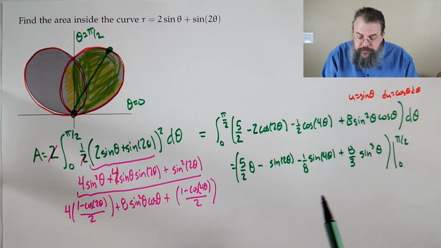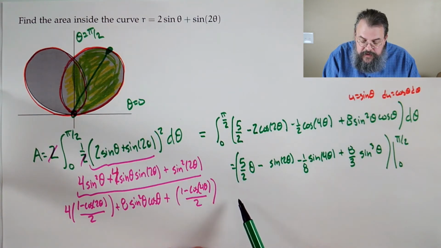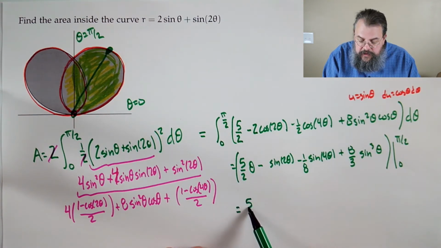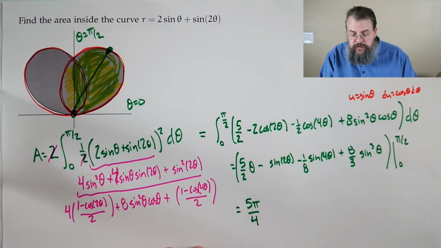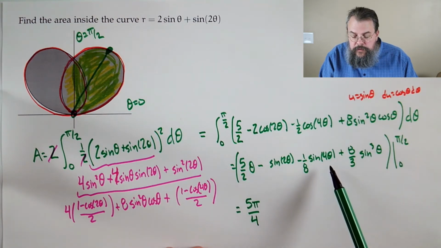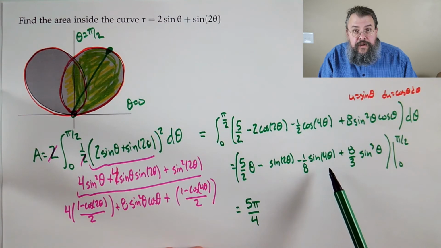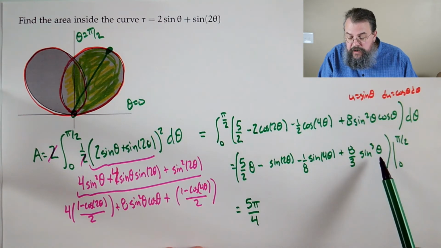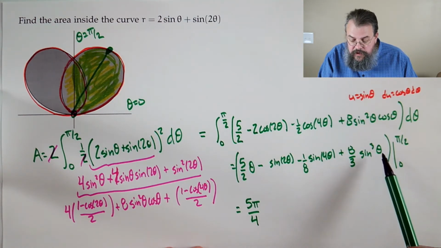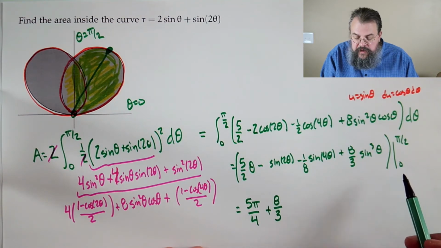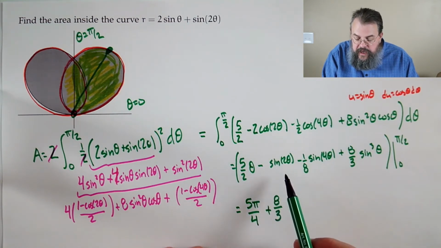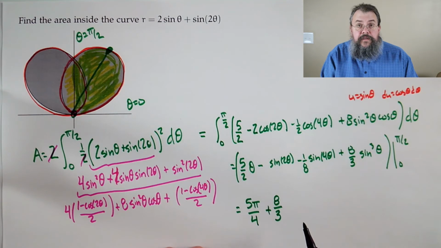When we plug in pi over 2, 5/2 times pi over 2 is 5 pi over 4. 2 times pi over 2 is pi. Sine of pi is 0. 4 times pi over 2 is 2 pi. Sine of 2 pi is 0. Sine of pi over 2 is 1. If you cube that, you still have 1. So plus 8/3. Plug in 0, you get 0. And sine of 0 is 0, so all those terms are 0.